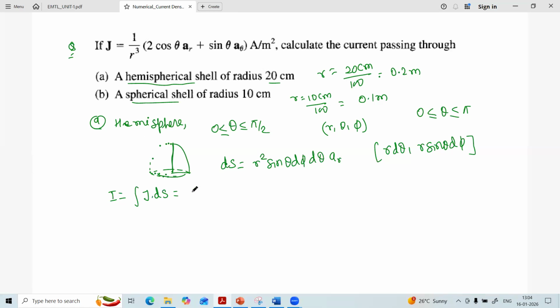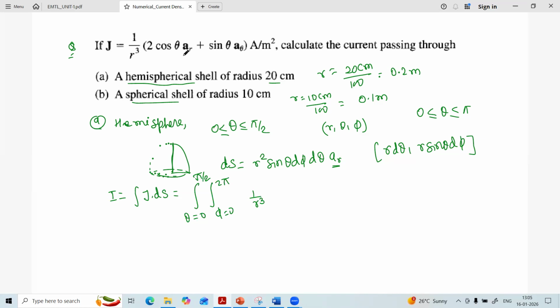Now we substitute the values. We have a double integration here, in which theta changes from 0 to how much? Pi by 2, not pi. And phi, as you know, is 0 to 2 pi. Finally, we substitute the values. We have 1 by r cubed. Now ds here is along a_r, not perpendicular to the surface.